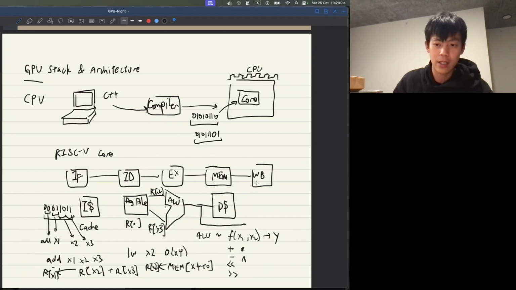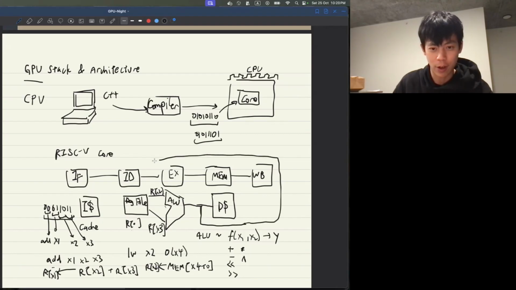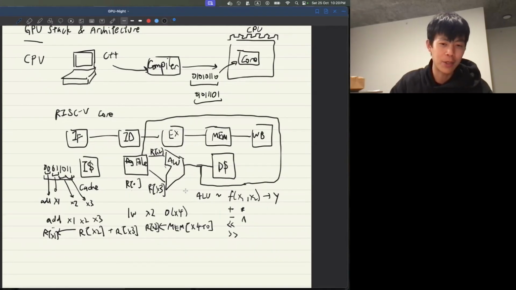And finally, in the write back stage, we want to write a value back into the register file. We have computed the value of Rx2 plus Rx3. We will write it back to the register file through a write port in the register file. So these are the 5 logical stages of a RISC-V core. The reason why I want to show it is because it really has a lot of overlaps with the actual GPU core. So if we understand this well, we will understand what GPU is trying to do very easily.